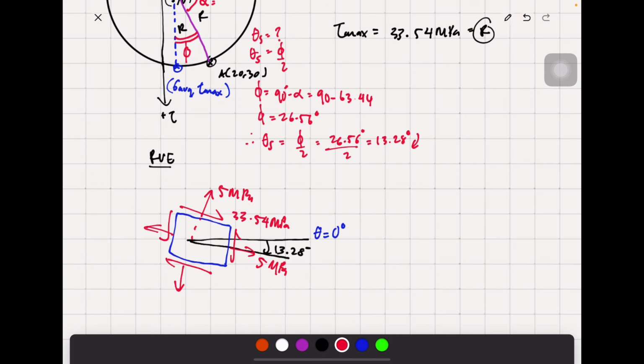So likewise, for principal stress we have two values for the angle. For shear stress also, it is basically the same. So the other angle for that, the second angle, is this, which is 76.72 degree on the stress element.